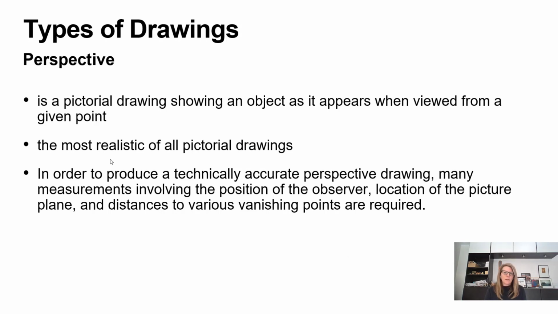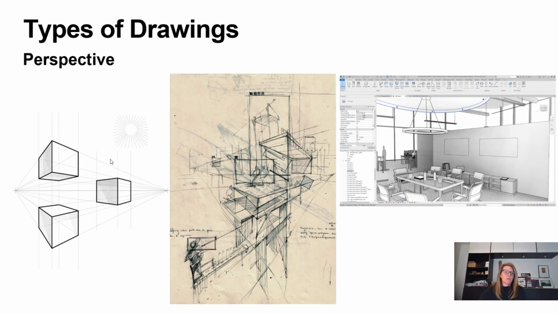Perspective is a pictorial drawing that shows an object when it's viewed from a certain point. So if you were in front of a building, or off to the right or to the left, the perspective will be skewed based on where you're standing. It's the most realistic because it's most closely related to how we would really see a building when we're looking at it. And there are different types of perspective drawings: 1-point, 2-point, and 3-point perspectives. And there's a little bit of a difference in what you show.